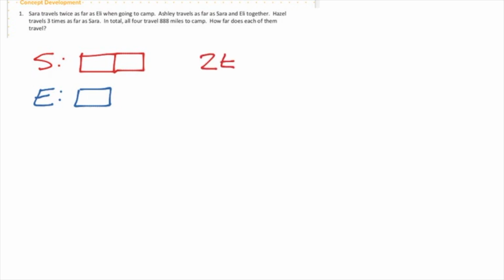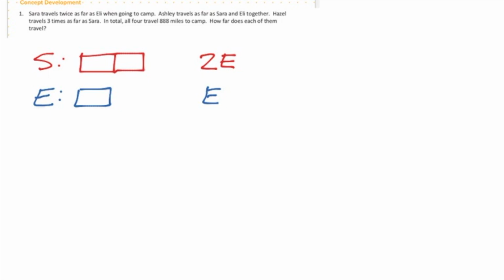Sarah travels twice as far as Ellie when going to camp. Sarah travels twice as far as Ellie. So that means that if Ellie went just one, we don't know how much it is, Sarah would go twice as far as Ellie. So we could say that Sarah is 2 times E, 2E. And then Ellie is just E.